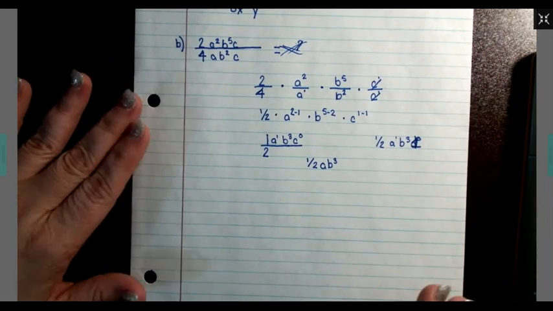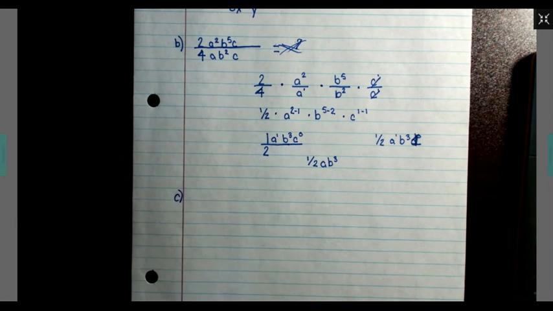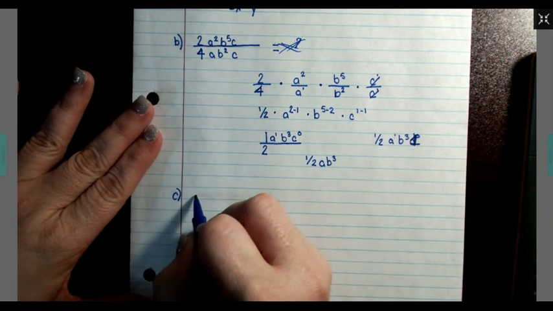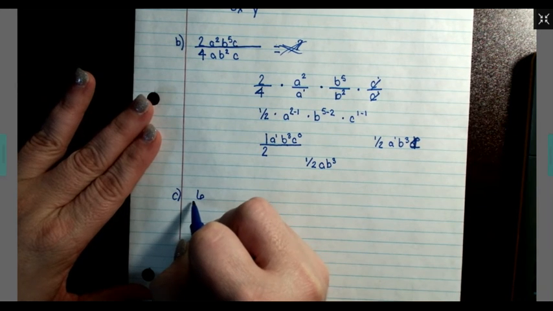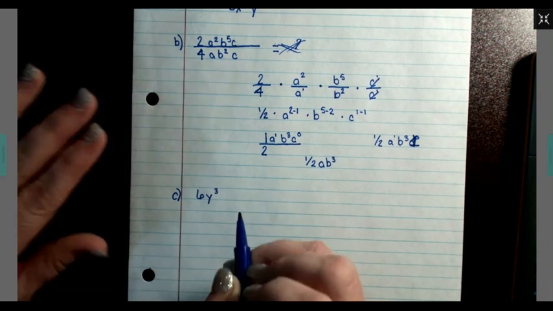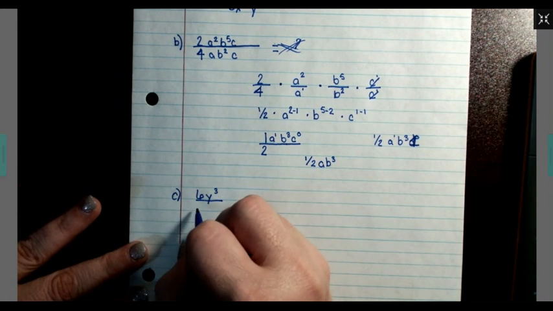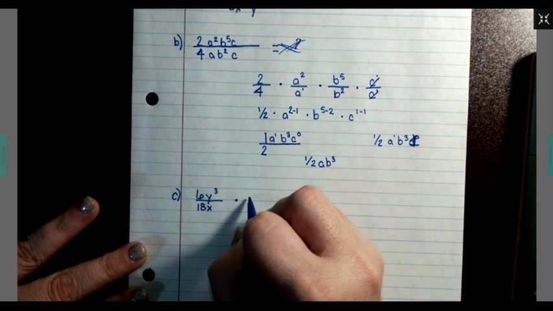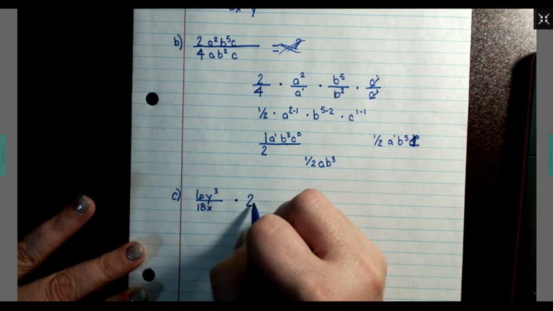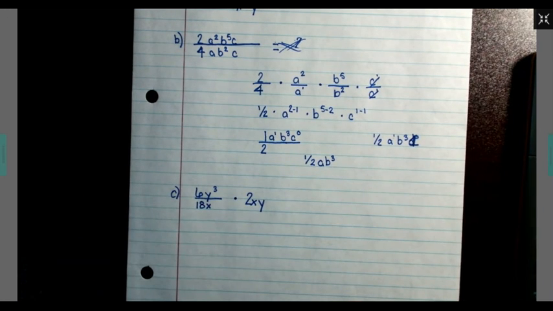Let's take a look at that c. I see a lot of things going on here in c. I see multiplication and division. Ooh, that's going to get a little tricky. That's 6y cubed divided by 18x times 2xy. Oh boy, we got a lot going on here. I don't even know how to handle this.